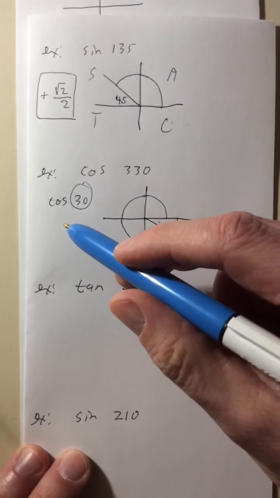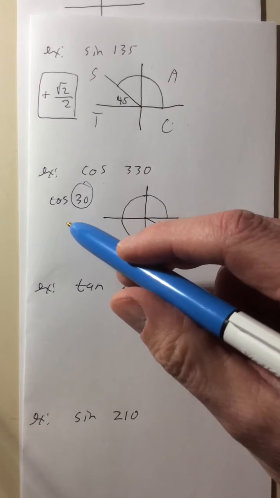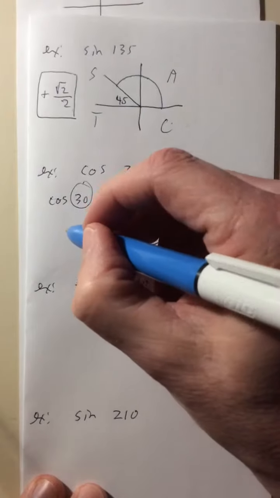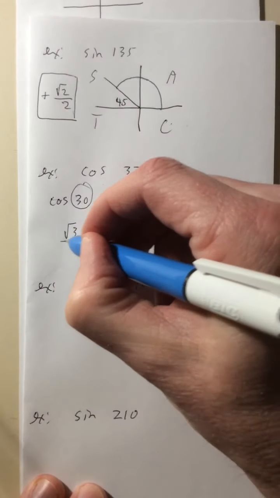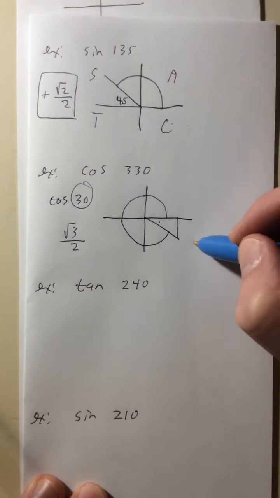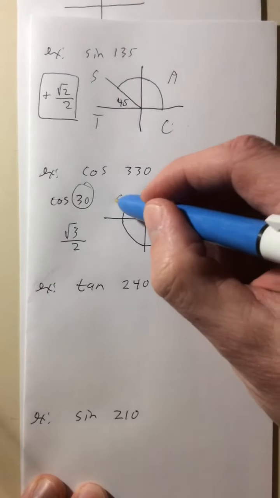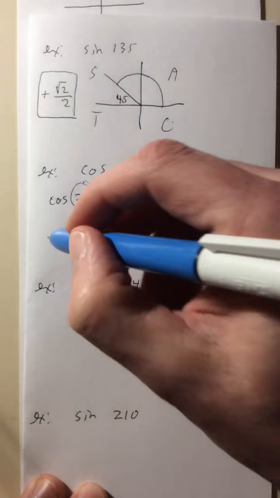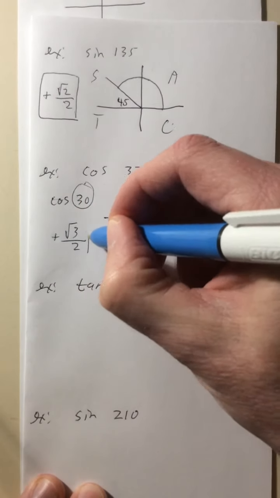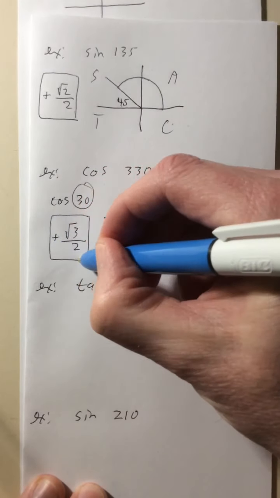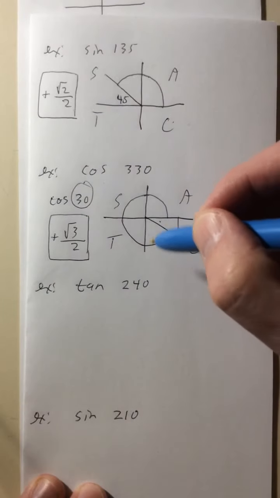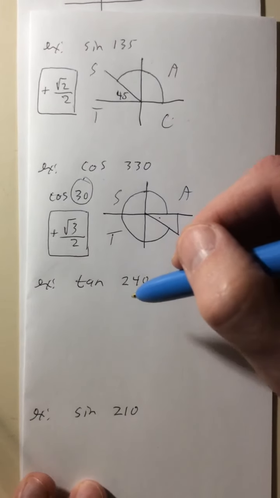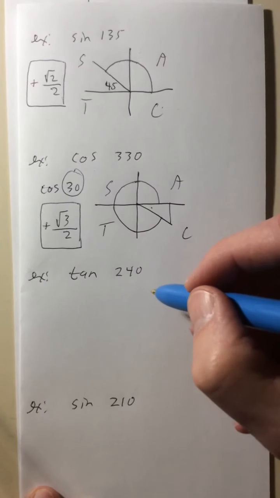Well, from our chart that we had before, and from our special triangles, you should know that the cosine of 30 is the square root of 3 over 2. And the question is, is this going to be positive or negative? Since we're in quadrant 4, we know the cosine is positive, so we have positive root 3 over 2. And again, of course, this is taking a long time because I'm drawing a diagram and talking through the steps each time, but it should not take a long time as you do it without the diagrams.